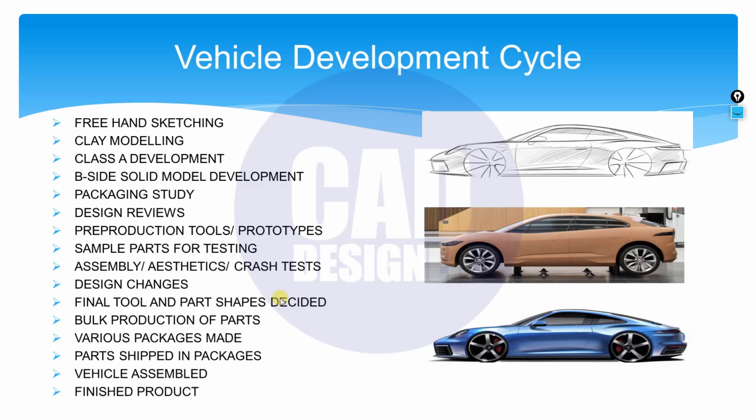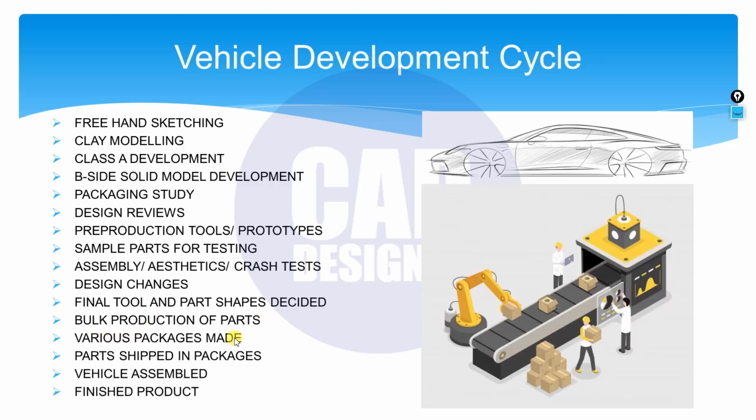And once the part shape is finalized and the tool gets finalized, the mold gets finalized, then bulk production of the part starts. This bulk production of the part has zero defects, and then various packages are made. So understand, what do various packages mean? See, the console has a number of parts. Consider it has 10 parts, the door has 15 parts, the IP has a number of parts.